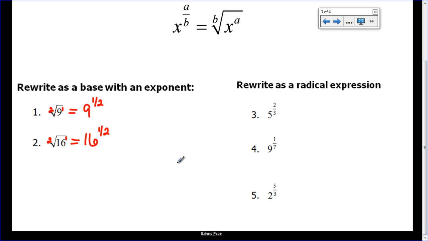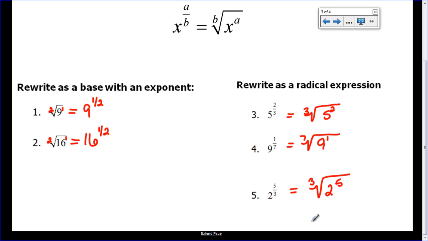So 3, 4, and 5 ask us to rewrite it as a radical expression. So now it's going to have to contain the root. So if we're going to rewrite this one, you have your cube root of 5 squared. So you have your 5 to the 2nd power. And we're going to stop right there so that if we needed to take it apart that we could. This one is the 7th root of 9 to the 1st, or just the 7th root of 9. And then this one is the cube root of 2 to the 5th power.